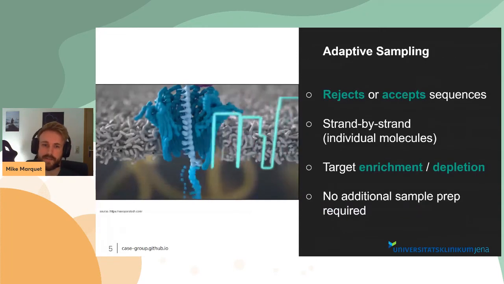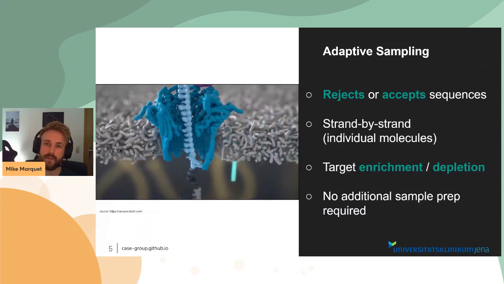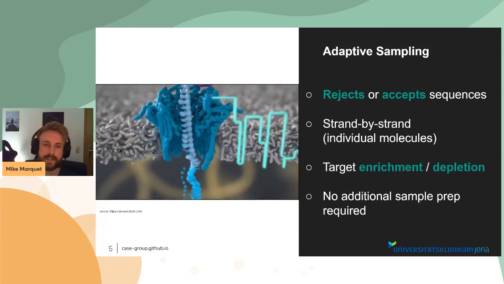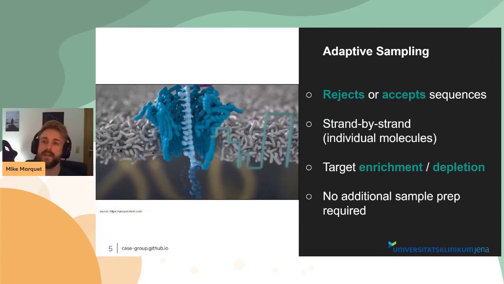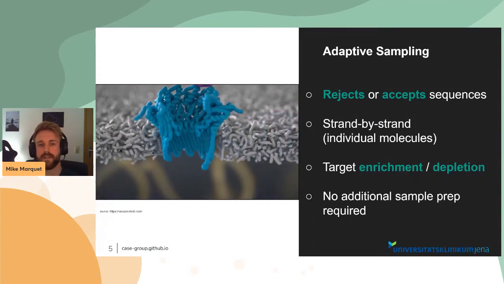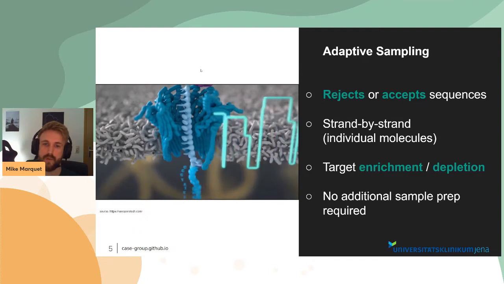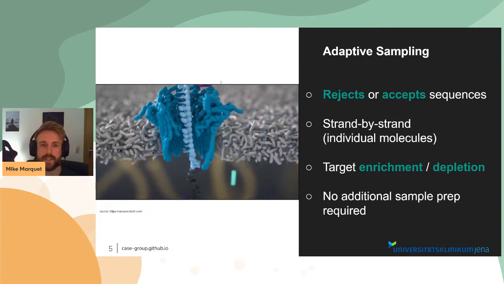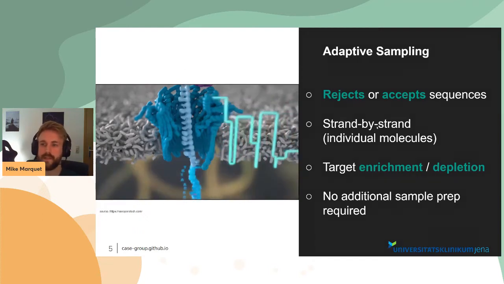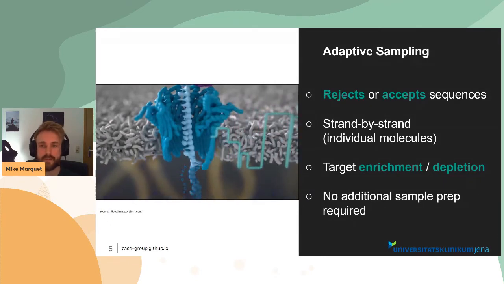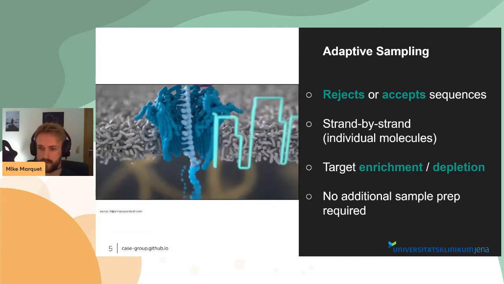So what is adaptive sampling? Adaptive sampling gives us the opportunity to reject or accept sequences during sequencing. For example, a DNA strand is being sequenced, and if it's not of interest for us, then the DNA strand will be ejected out of the nanopore, and then a new strand attaches and will be sequenced. So it all happens on a strand-by-strand basis, and it means every DNA molecule will be checked against a reference sequence and will then be ejected or continue to be sequenced.